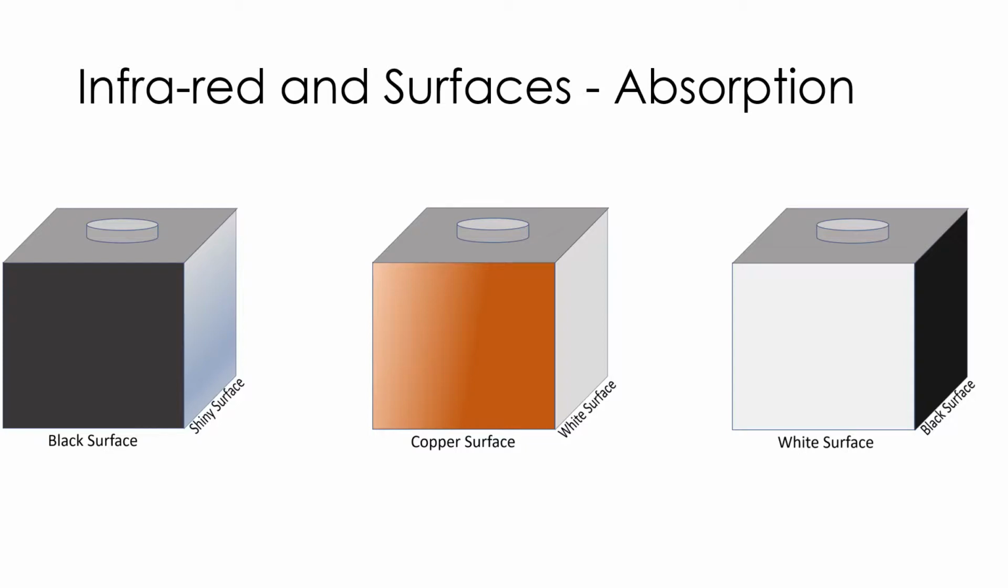So in this particular case, a black surface will absorb infrared more quickly than a shiny surface, because a shiny surface will reflect it. A copper surface will reflect some of that light, because copper is shiny. And so the white surface will actually absorb more. And finally, a black surface will absorb more than a white surface.